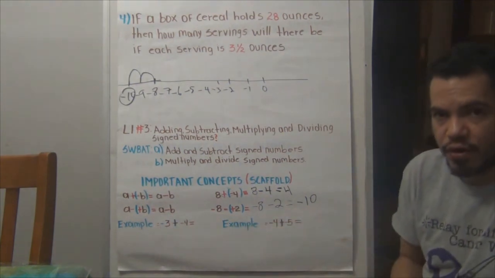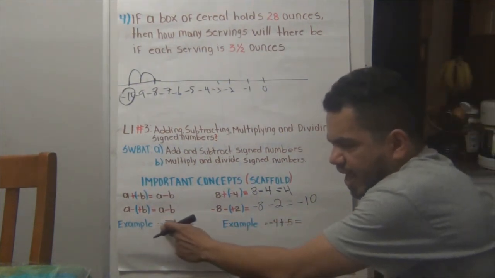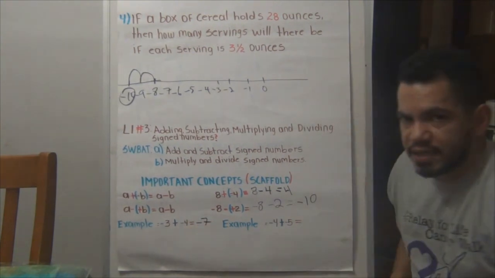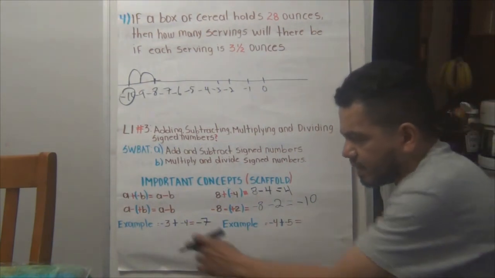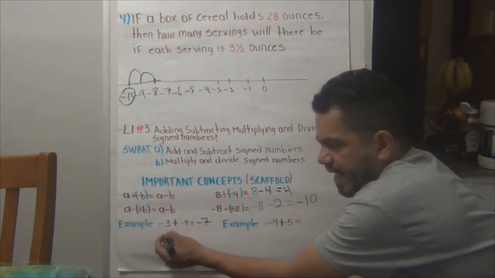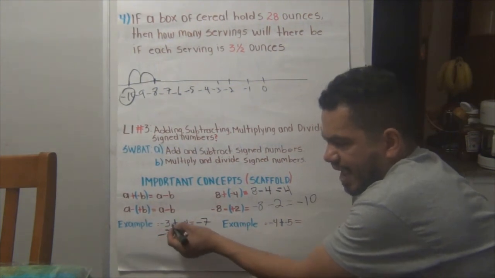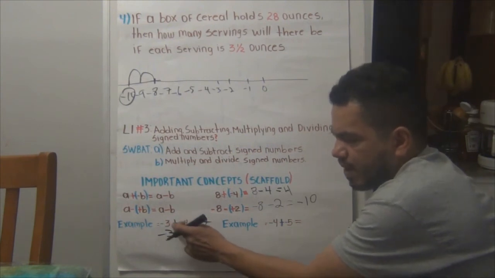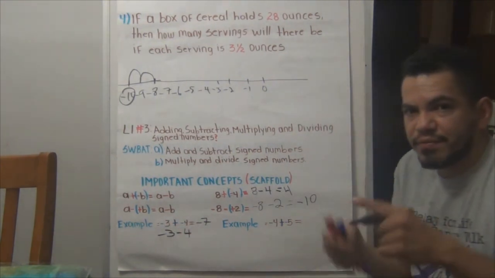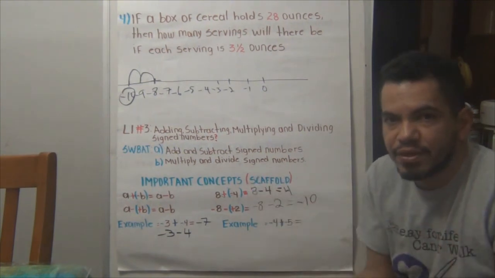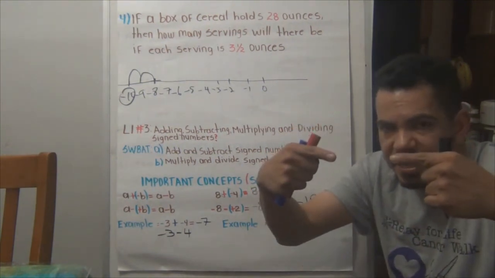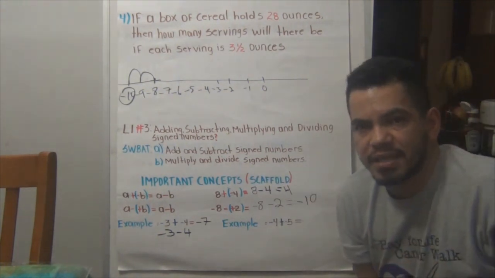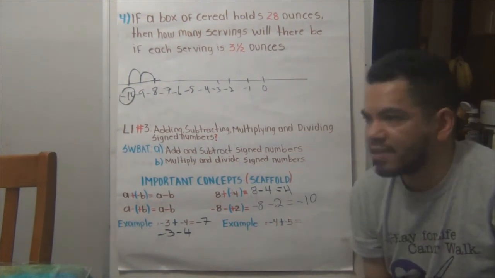Alright, so let's try this one. Negative 3 plus negative 4. If you're adding two negative numbers, remember, negative 3 plus negative 4 is the same thing as negative 3 minus 4. I hate to see two signs together, so I am going to multiply them. Positive times negative is negative, because when you multiply two different signs, your result is going to be negative. If you have the same sign, it's going to be positive. Like negative times negative is positive. Positive times positive is positive.